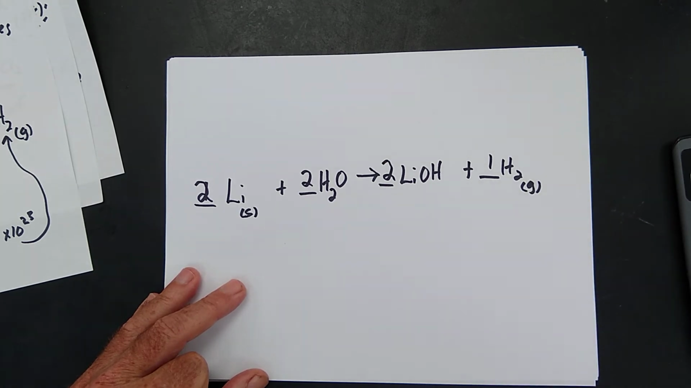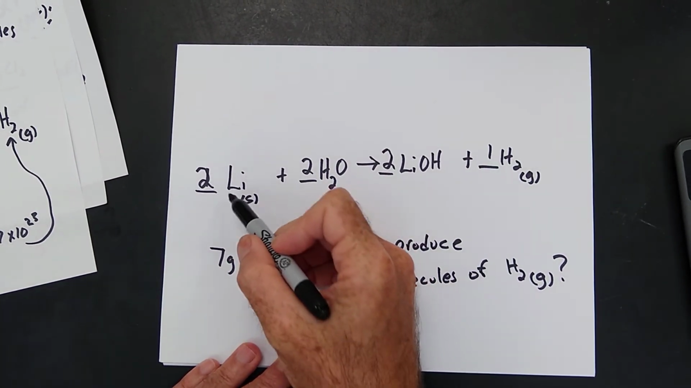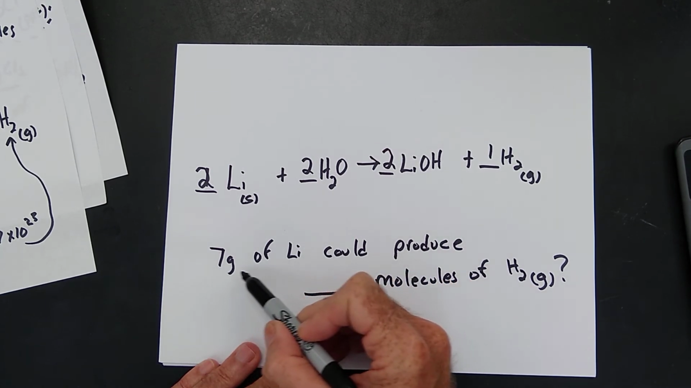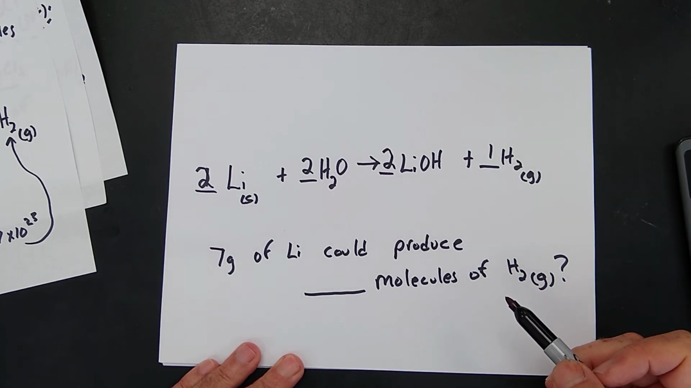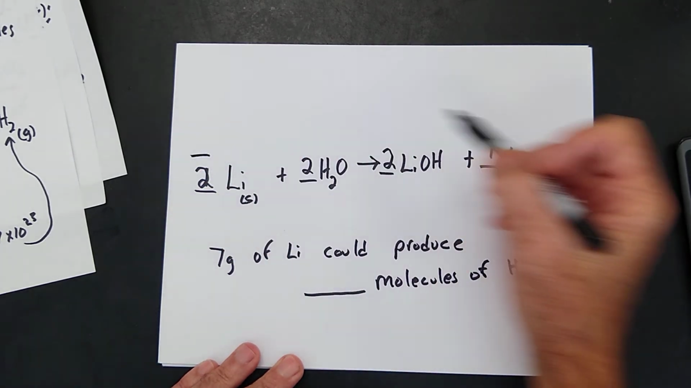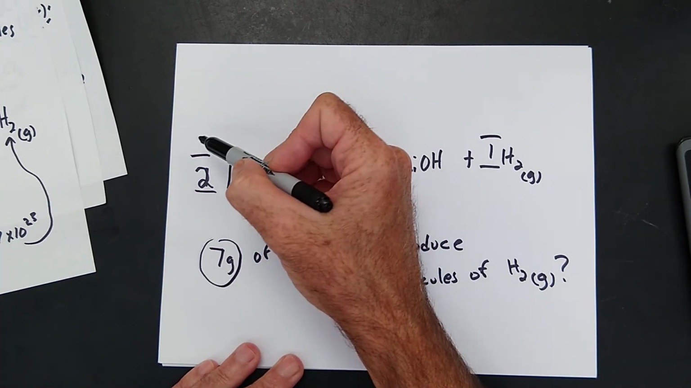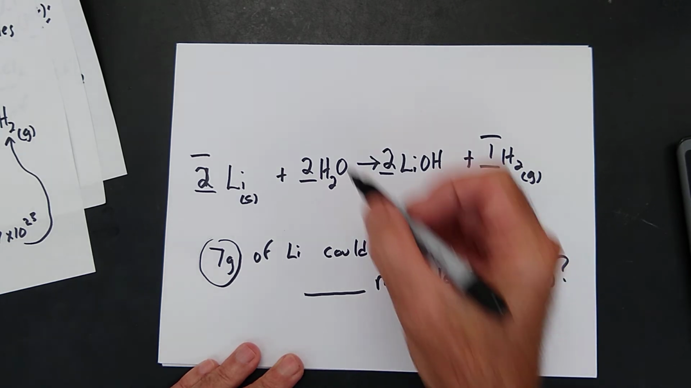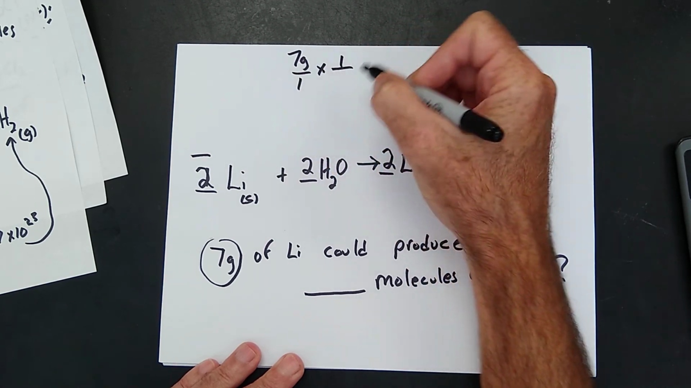All right, now I'm going to ask you a question about this. Here's the question. 7 grams of lithium are dropped into the water. If you did that, if you dropped 7 grams of lithium into the water, you could produce blank molecules of H2 gas, all right? So we're dealing with these two right here, okay? Now, I can't put 7 grams here. I have to convert 7 grams. What do I need to convert it to? That's right, moles. So let's see, 7 grams of lithium over 1 times 1 over the proper number.